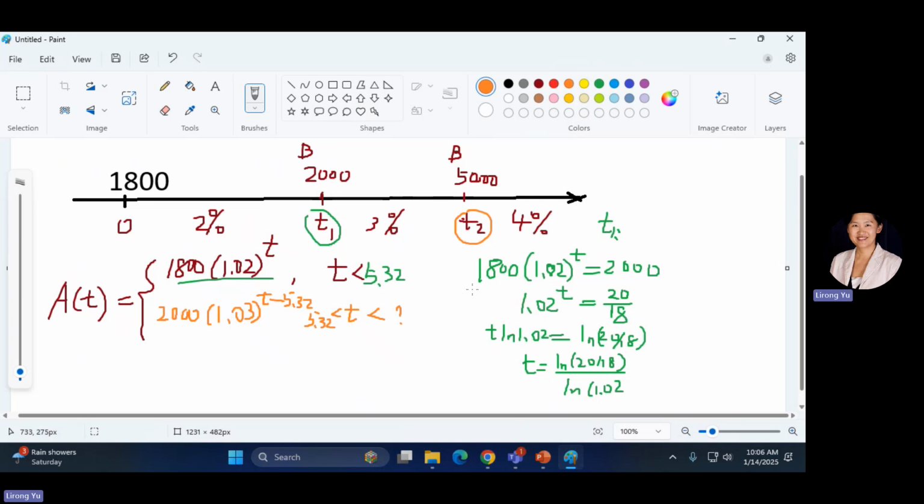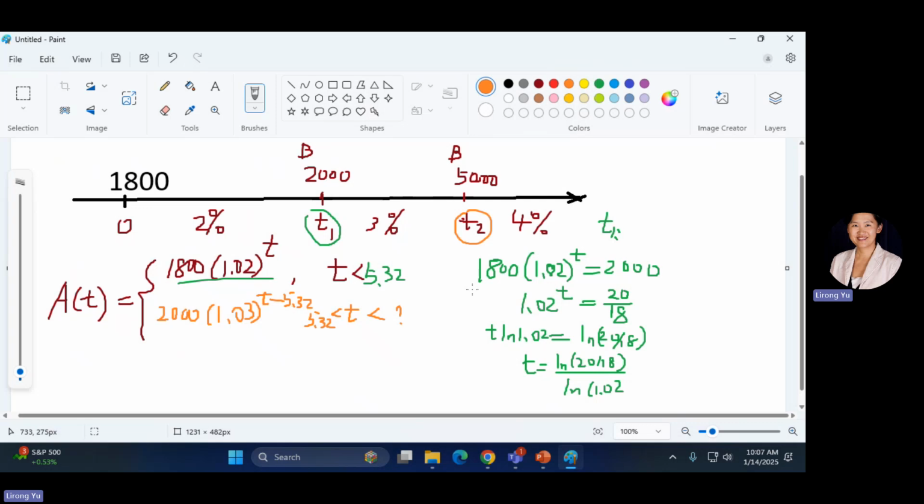Okay, any question? Is it okay? Have any concerns, any problems? Are we okay? So at T1, you already have 2,000. You're letting it increase from that time. And that's why I think the time should subtract the 5.32 as a time.